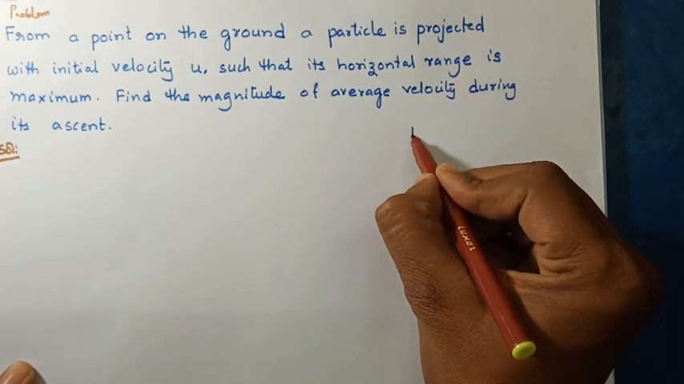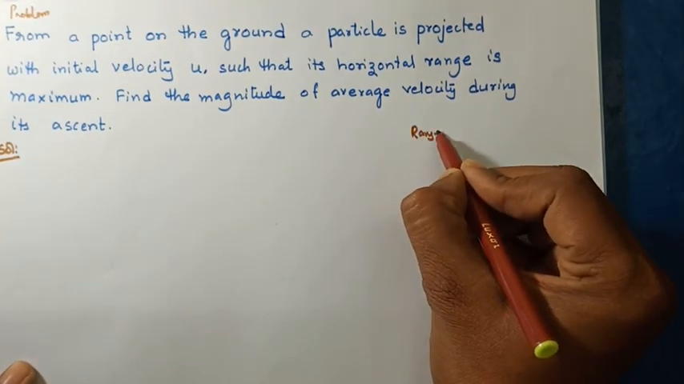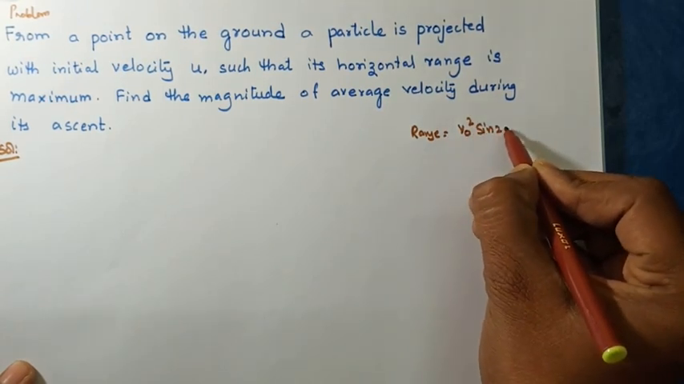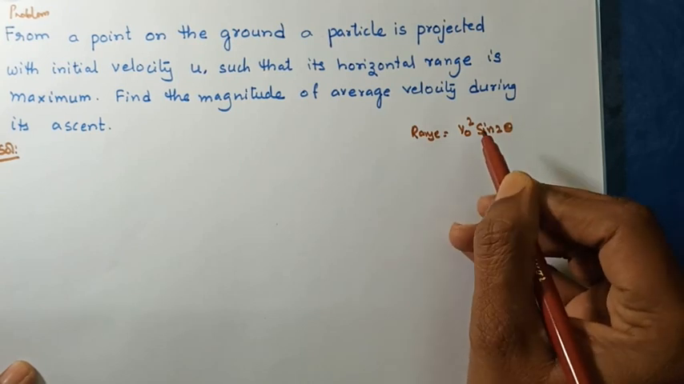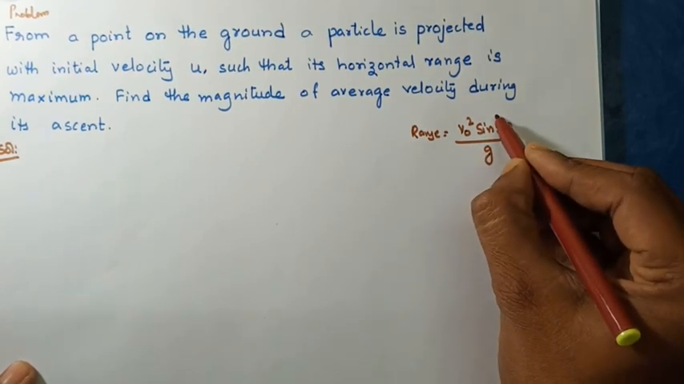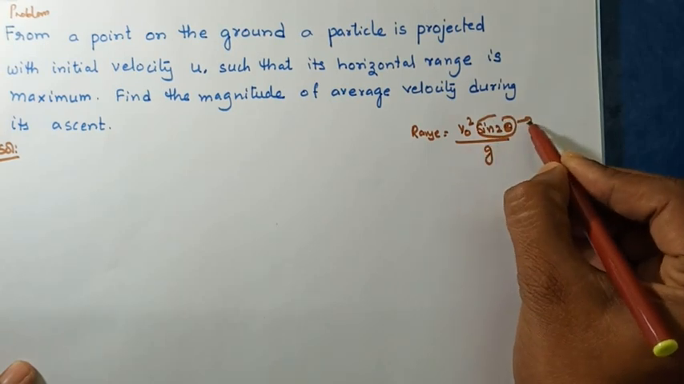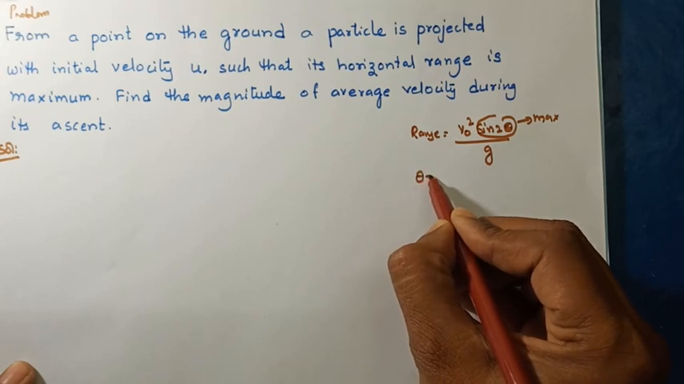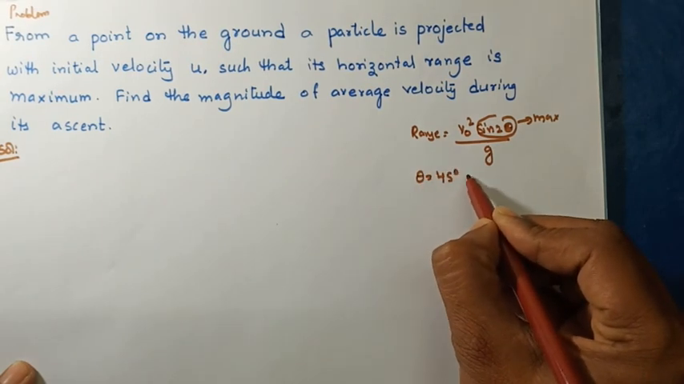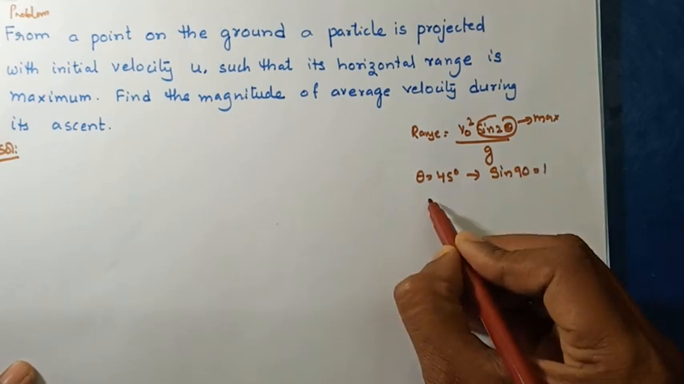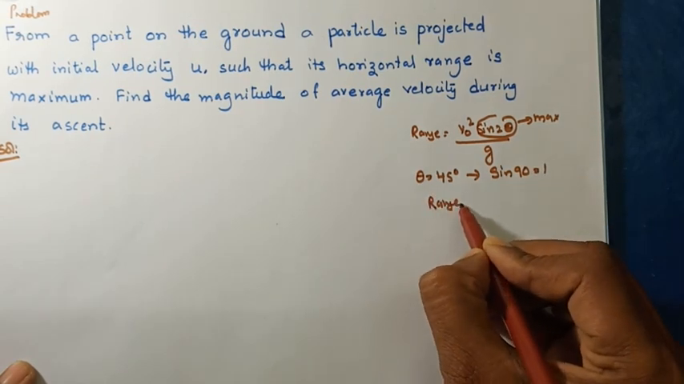What is range? Actually, the range formula you know very well, which is equal to V naught square sin 2 theta by g. So in order to make it maximum, if you substitute theta equal to 45 degrees, it becomes sin 90, which is 1. So the range is maximum.